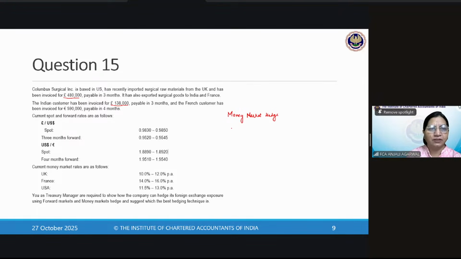$480 minus 138: 342,000 pounds. Receivables are to be hedged. Sorry, payables are to be hedged. With the UK, we have the relation of an importer, so we have to pay. And we have euros 590,000. This is your receivables.